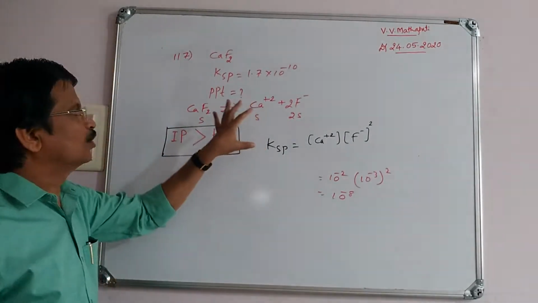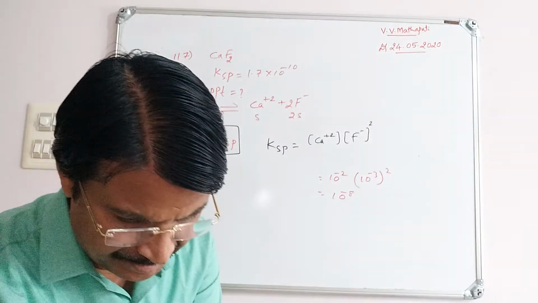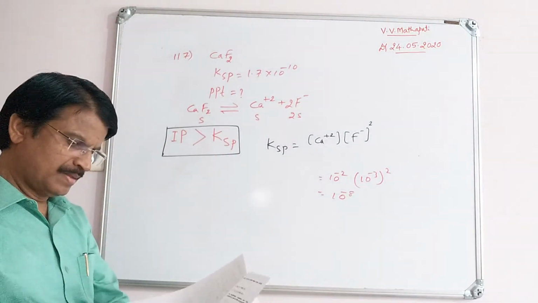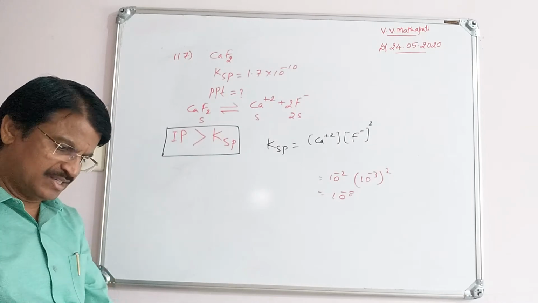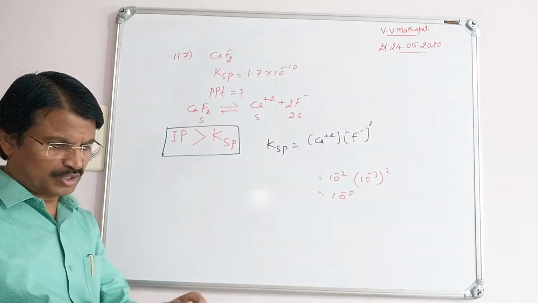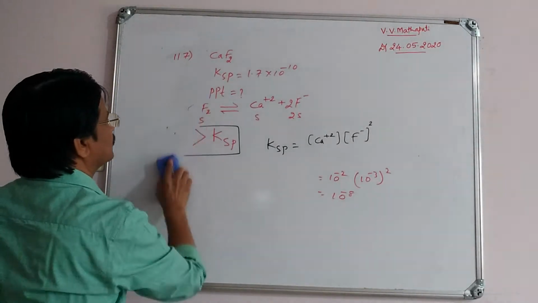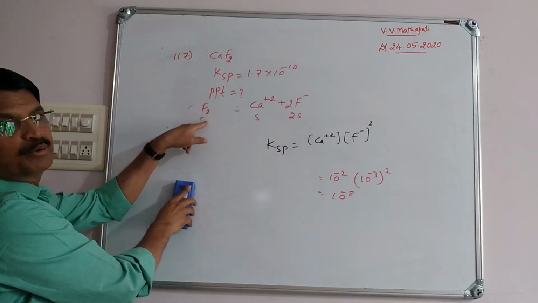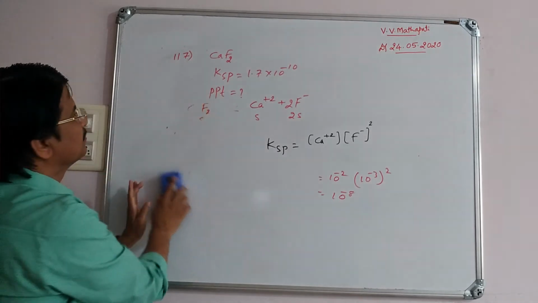So this is the common ion effect on solubility product. Other examples are there in the practice paper, question number 87, of the same type. But in this problem, important: only when ionic product is greater than solubility product does precipitation occur.